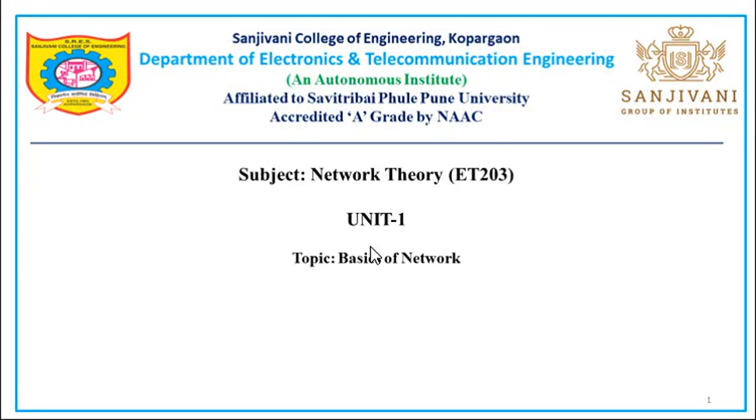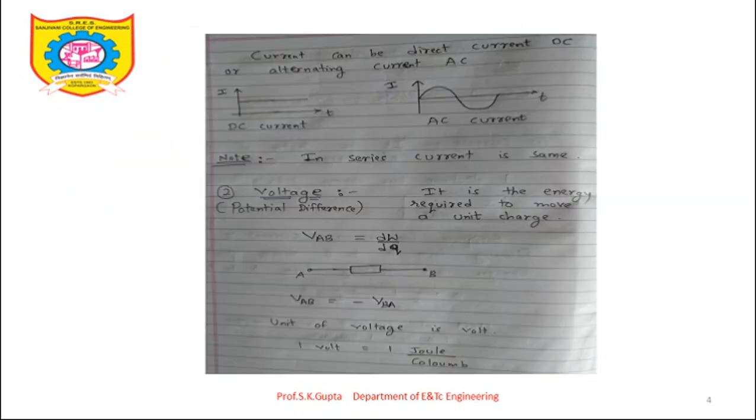Welcome all. In the last video, we started our Unit 1, Basics of Network. The first point we saw was important circuit variables. The important circuit variables are current, voltage, and power. Then we saw one numerical based on power calculation.